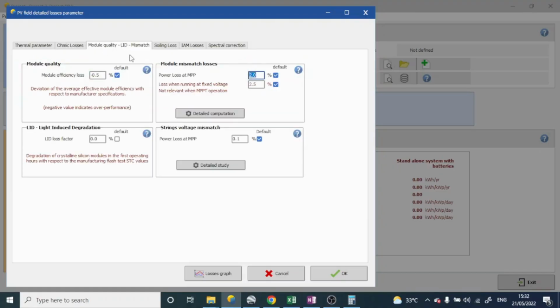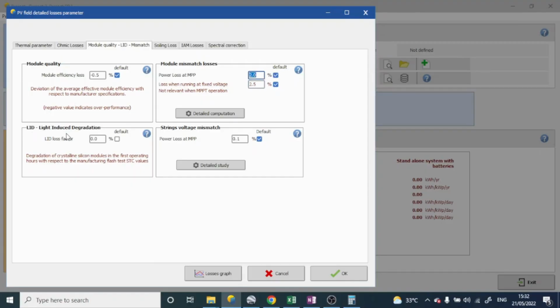Module quality and LID mismatch losses. Module quality losses, here the module efficiency loss is minus 0.5. By default it has been given. If I want to change anything, it will change like this. Module mismatch losses factor has been given as 2%. So this also we just keep as it is. If we want to change, we can change it only within the range of 1.5 to 2.5.